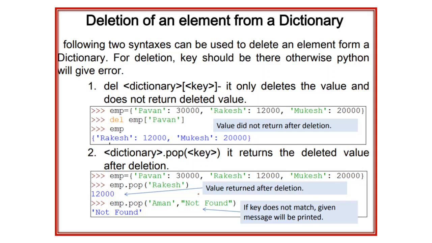Deletion of element from the dictionary. To delete an element from the dictionary we have two methods. First one is del and second one is pop. Del only deletes the value and does not return the deleted value. Pop returns the deleted value after deletion. You can see the syntax of this del and pop. There is a little difference in the syntax of these.